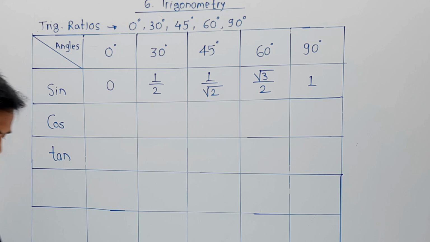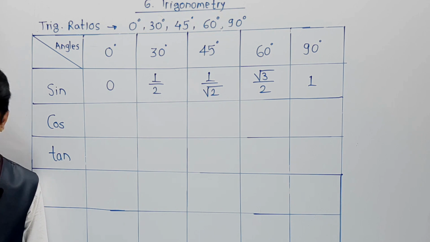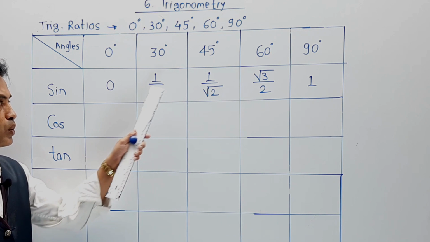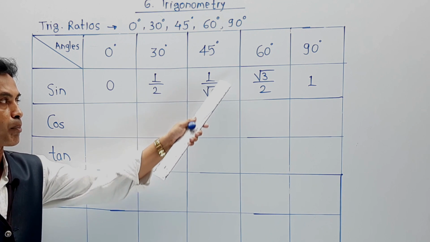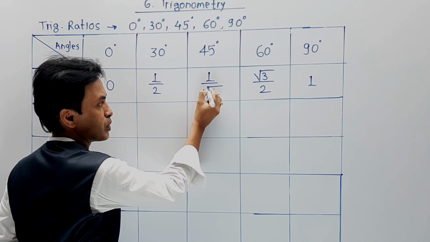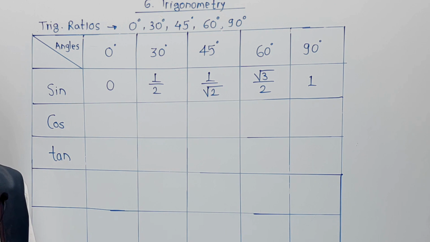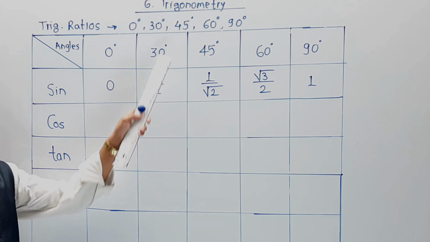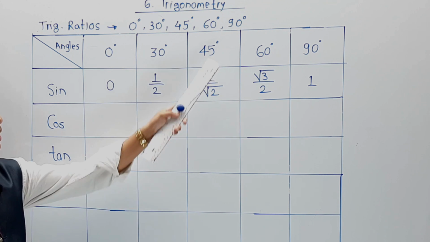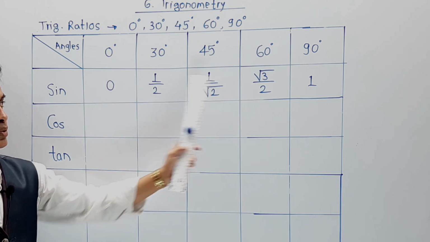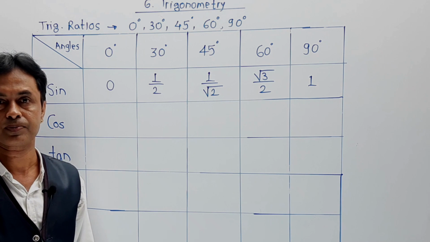I repeat, these are the 5 values that you are supposed to learn by heart for this part: 0, 1 upon 2, 1 upon root 2, root 3 by 2 and 1. Let us say you have remembered them. So sine 0 is 0, sine 30 is 1 upon 2, sine 45 is 1 upon root 2, sine 60 is root 3 by 2 and sine 90 is 1.